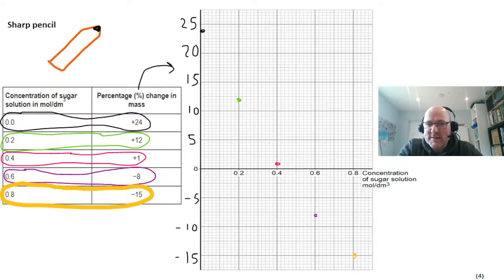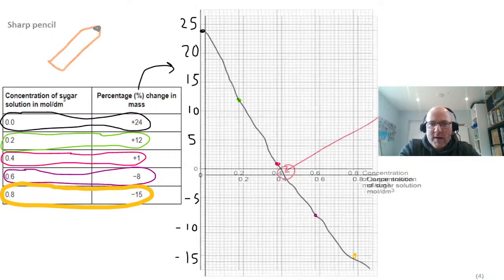Okay. Once you've done this, you draw a line. So you plot your points, negative points where the potato has shrunk, water's moved out, and the positive points where the potato has swollen up. And then this point here at 0.4, the potato has barely increased. So we're really close to the real concentration of the potato.